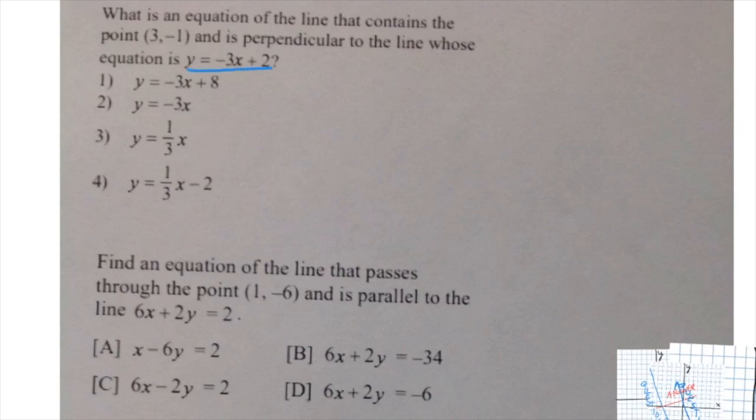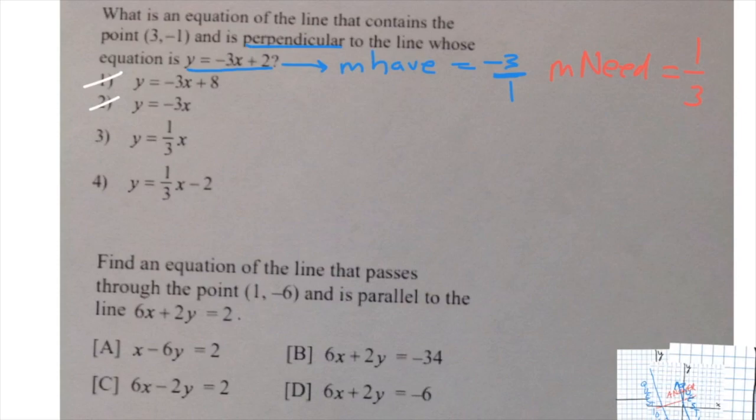Looking for an equation that's perpendicular to this one, well, right away I know that the slope that we have is -3, or -3 over 1 if you'd make a fraction out of it. And I know that the slope that we need has got to be positive 1/3, so that I end up getting a perpendicular line. So it's down to choice 3 or choice 4.